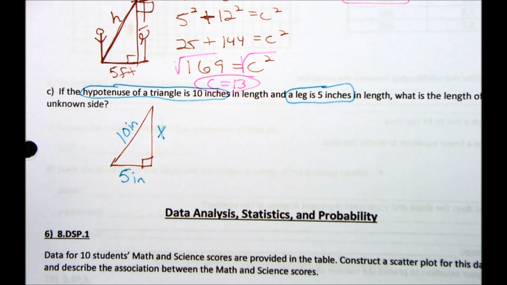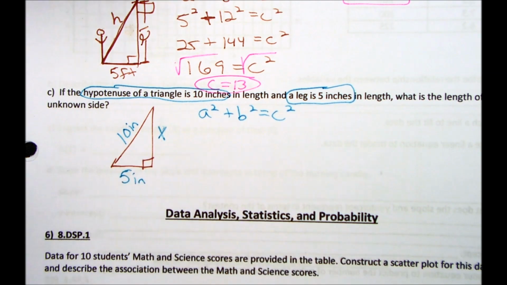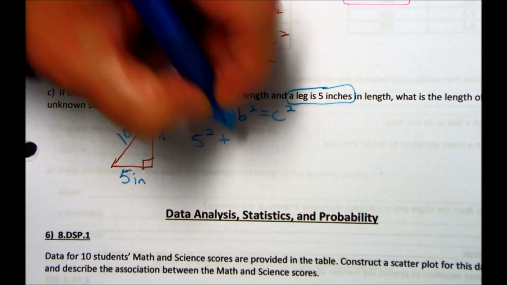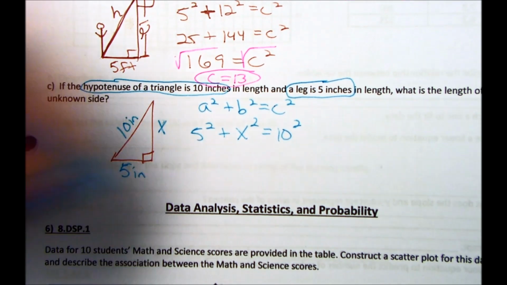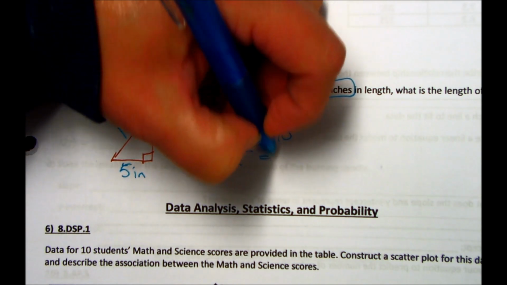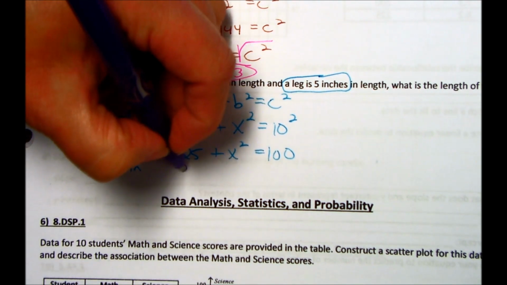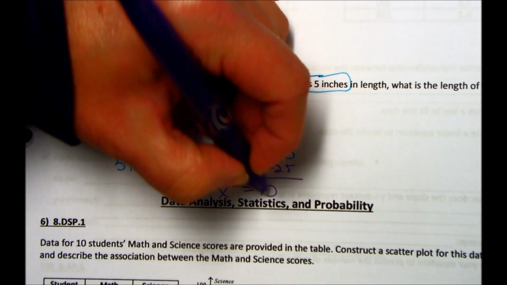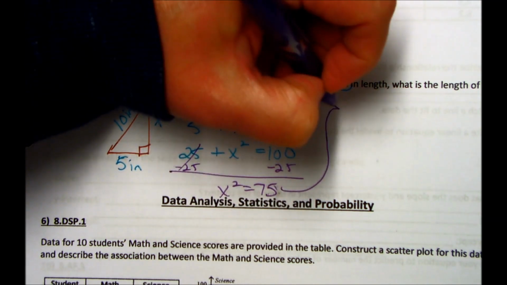So again, we're going to use the Pythagorean theorem. A squared plus b squared equals c squared, and c is your hypotenuse. I'm going to call a 5, and then in place of b I'm going to put x, and then in place of c I'm going to put my 10. So 5 squared gives me 25, plus x squared equals 10 squared, which is 100. So when I subtract the 25 from both sides, I end up getting x squared equals 75, which is not my final answer yet.